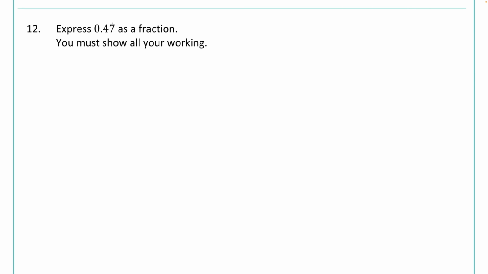Okay. Question 12 is looking at a recurring decimal. Now this is a nice recurring decimal. It doesn't even ask us to write it in its simplest form, so it should hopefully come out as a nice answer.